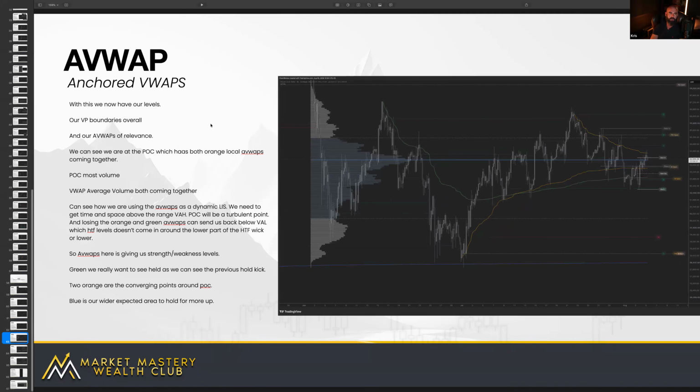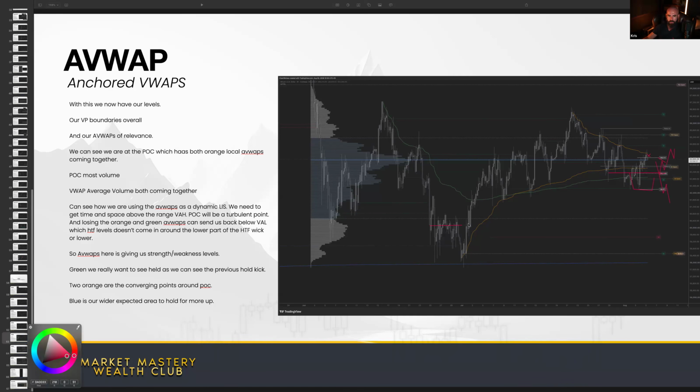With this, we now have our levels, our VP boundaries overall, and our anchored VWAPs of relevance. We can see we are at the point of control, which has both orange and green local anchored VWAPs coming together. Point of control is where most of the volume is, sort of around the center of that. Can see how we're using the AVWAPs, the dynamic line in the sand. We need to get time and space above the range value area high. Point of control will be a turbulent point, as it has been today. And losing this orange and green anchored VWAP can send us back below the value area low, which high time frame levels come in around the lower part of the high time frame wick.